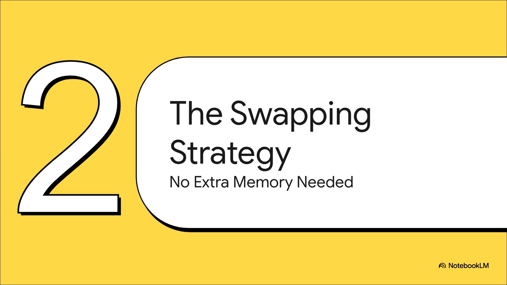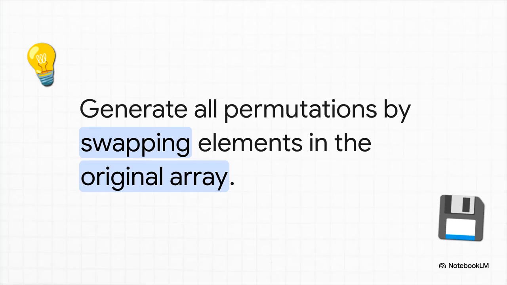All right, let's get into the really clever part of this approach. See, a lot of solutions out there will have you creating new lists or using extra memory to keep track of what you've used. We're going to do something way more efficient. So this is the whole magic trick, right here. We're going to generate every single permutation just by swapping elements around inside the original array. That means no extra hash maps, no helper arrays, which, believe me, saves a ton of memory.